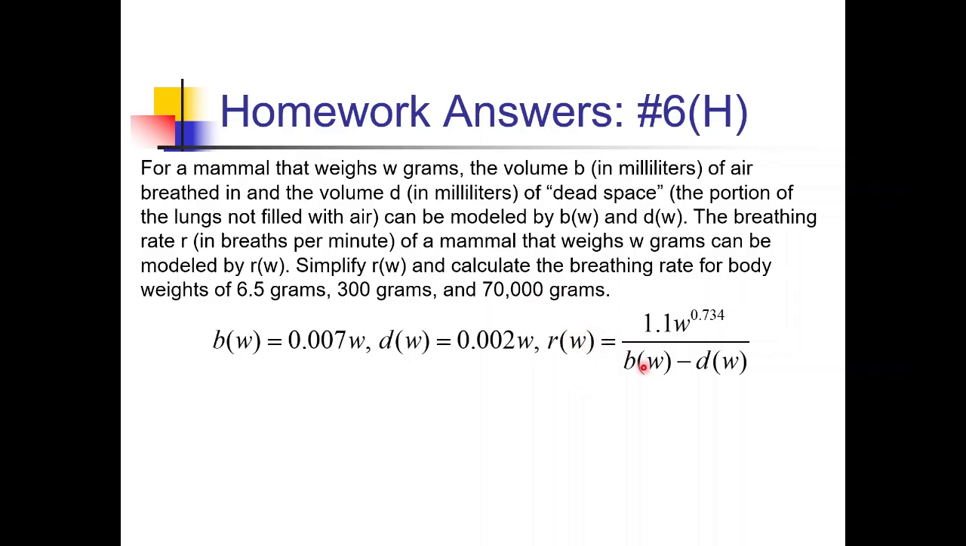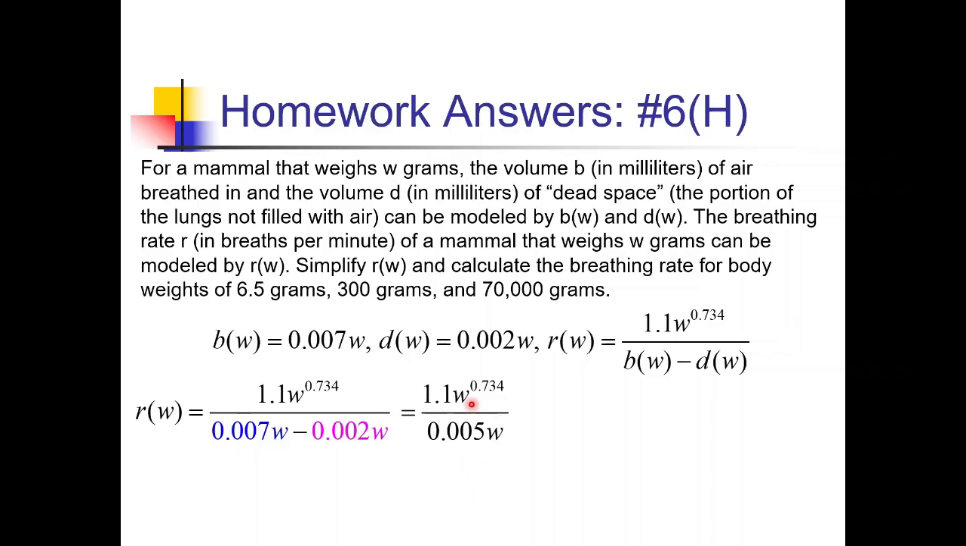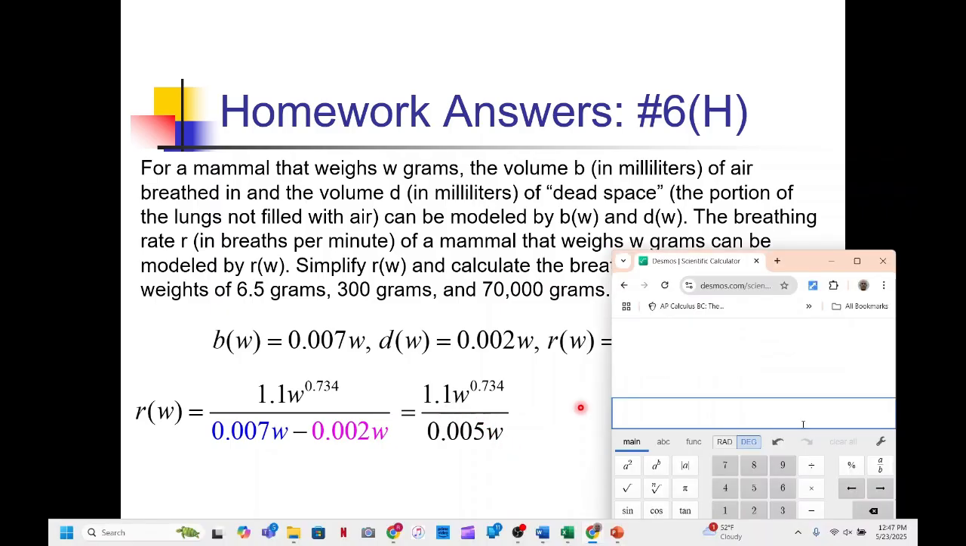Now we know what B of W and D of W are. They are these two functions here. So let's just replace B of W with 0.007W and D of W with 0.002W, like so. And then we can combine these pretty easily to be 0.005W. All right, let's divide these as well. So we have 1.1 divided by 0.005. Let me go to Desmos for that. So 1.1 divided by 0.005 comes out to 220.